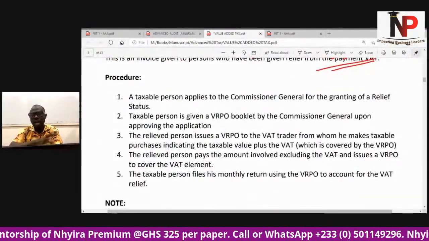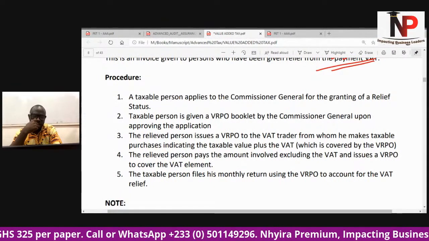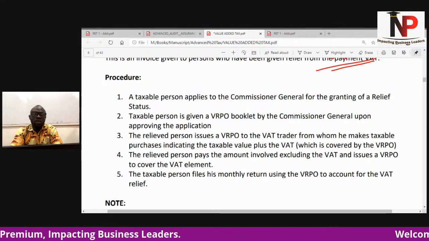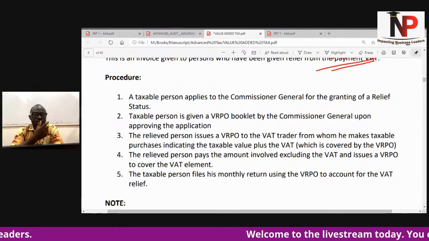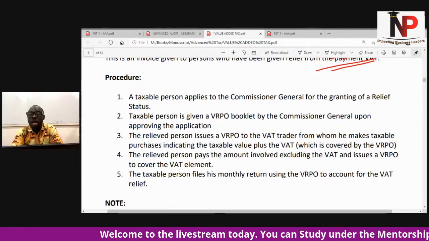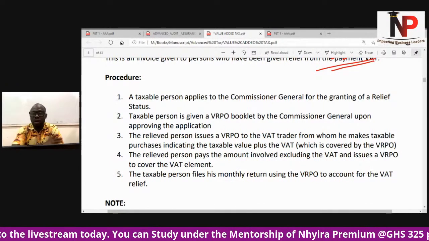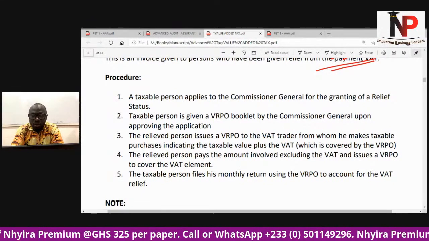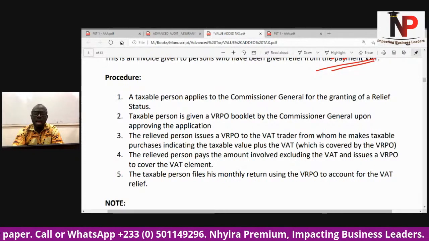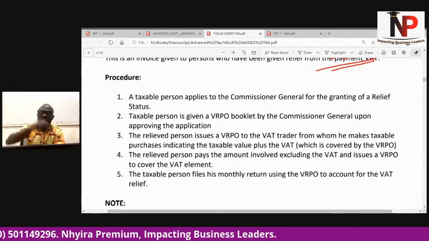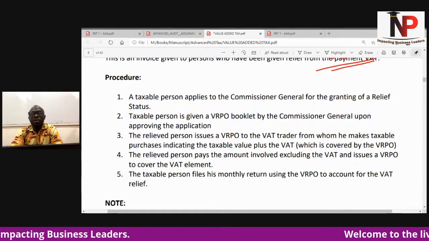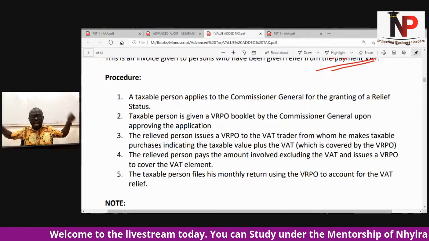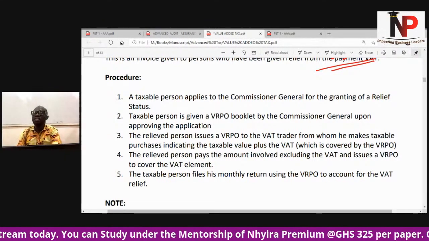So let's look at the procedure. What I just explained, look at the procedure here. One, a taxable person applies to the Commissioner General for the granting of the relief status. Number two, the taxable person is given the VAT relief purchase order booklet by the Commissioner General upon approval of the application. Number three, the relieved person issues the VRPO to the VAT trader from whom he makes purchases, indicating the taxable supply plus the VAT, which is covered by the VRPO. Then the relieved person pays the invoice amount, excluding the VAT, and issues a VRPO to cover the VAT element, like I told you here.